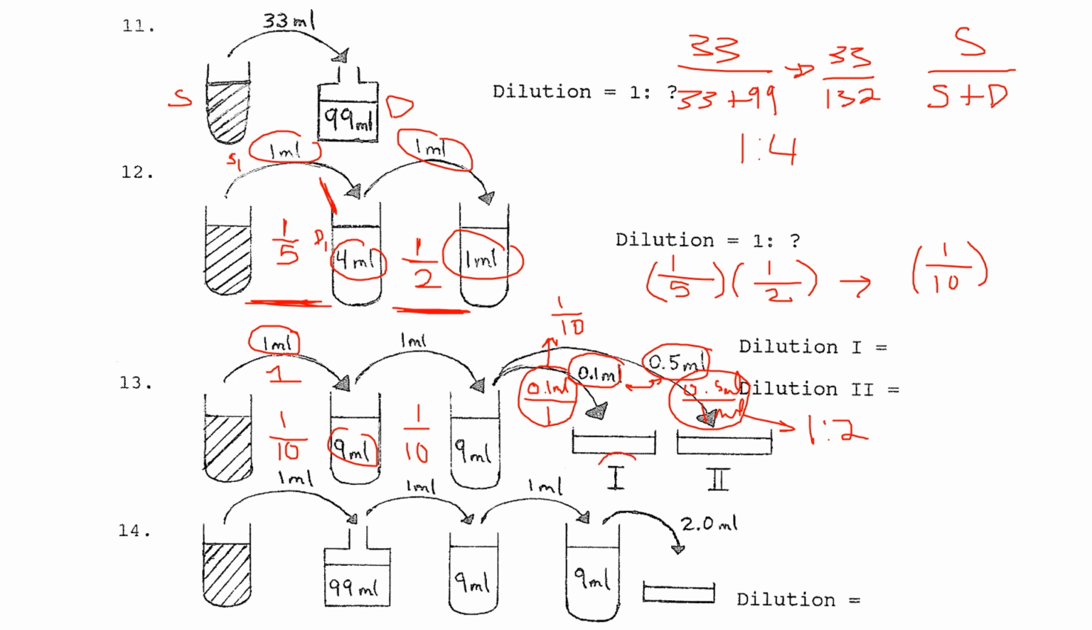So for dilution series 1, we had 1 in 10, 1 in 10, and another 1 in 10 dilution. So it's 1 in 10 cubed, so that's 1 over 1,000. And then for this one, it's actually 1 in 10 squared times 1/2, so it's actually going to be 200.